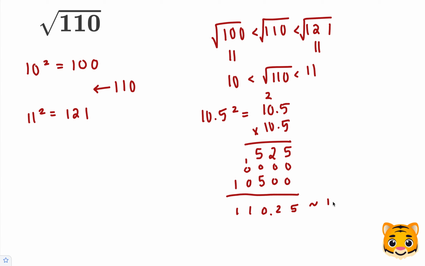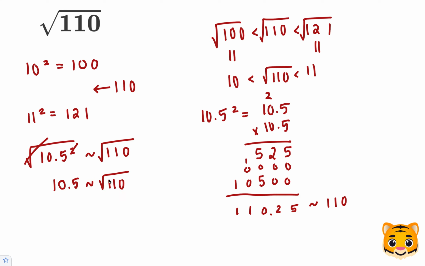So we can approximate this as 110. We can then write the following approximation. 10.5 squared is approximately 110. Taking the square root of both sides will cancel the squared and the square root for the 10.5, leaving us 10.5 is approximately the square root of 110, and this will be our approximated solution.